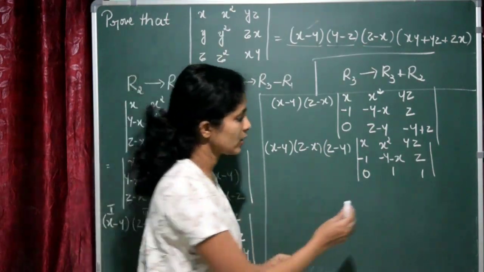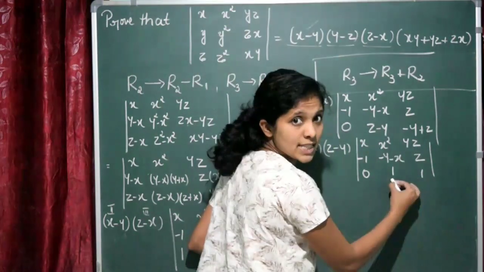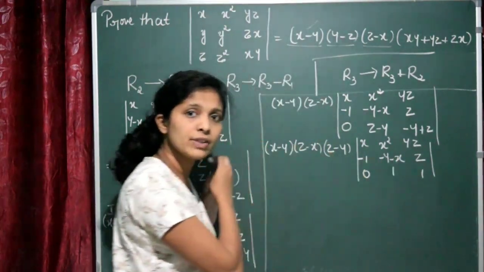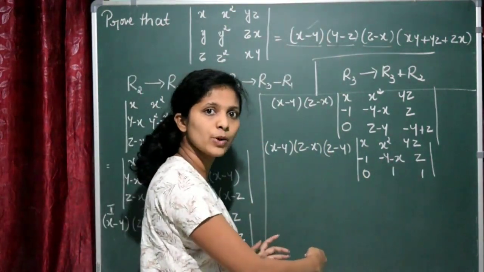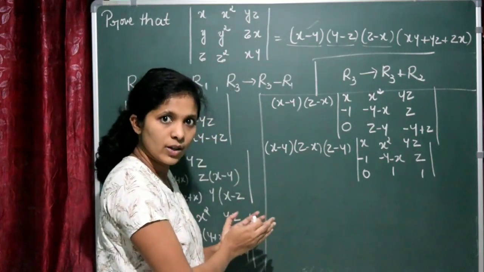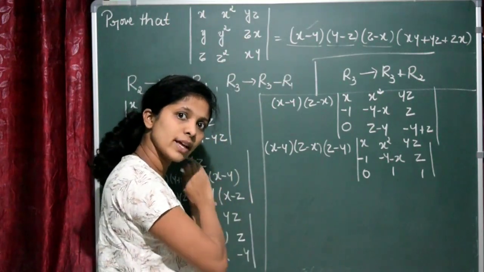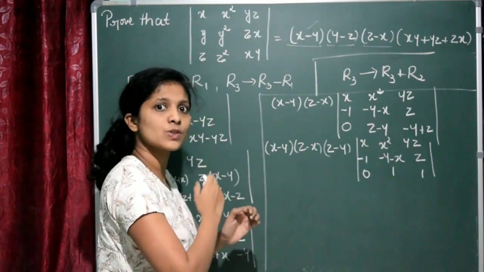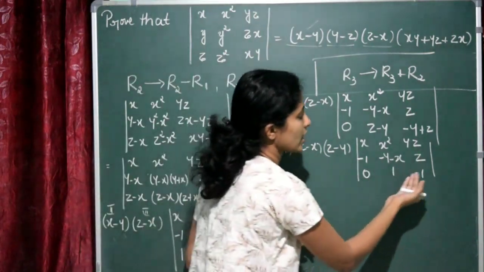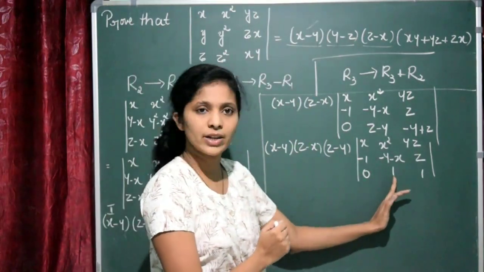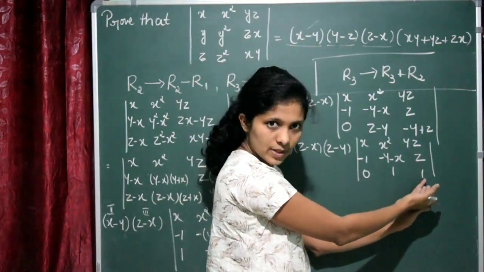And one more thing, you can't give the operation like this, C2 minus C1. You have started with the row operation, so throughout the problem you have to give the row operation only. Okay, if you start with the column operation, then column operation only. You are not supposed to switch into the row operation. So here we can't give this operation here. We can't give C2 minus C3.